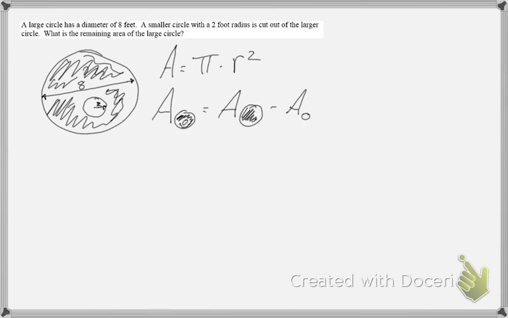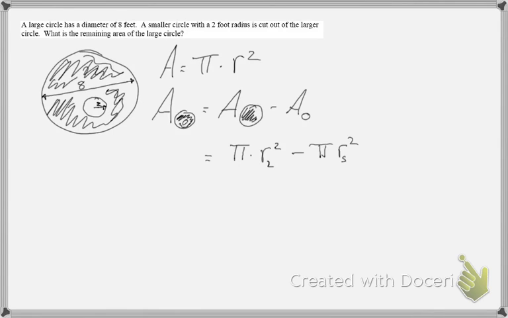So each of these, area of the larger circle is going to equal pi times the radius squared. And I'm going to put a little L here to remind me that that's for the large circle. And then I need to subtract the area of the small circle, which is pi times the square of the radius from the smaller circle. And I'm going to put an S there.